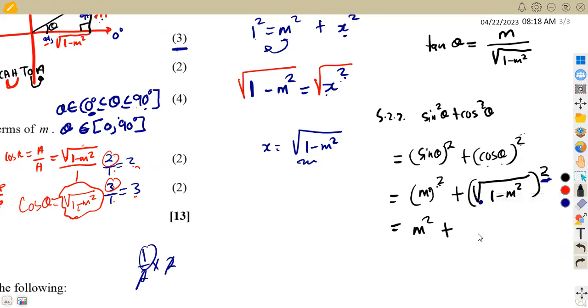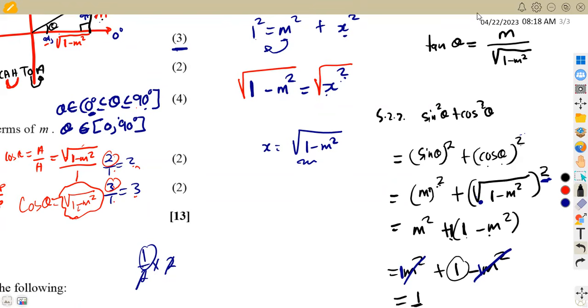So take note here, we are going to have plus 1 minus m squared. Since this is a plus, there is no need for us to have the brackets, because we are going to just remain with this plus times 1, which is plus 1 times minus m squared, that's minus m squared. So if you expand, we can now collect our like terms, that is m squared minus m squared. This cancels. Okay, so that means we are going to remain with a 1. So that is the answer.